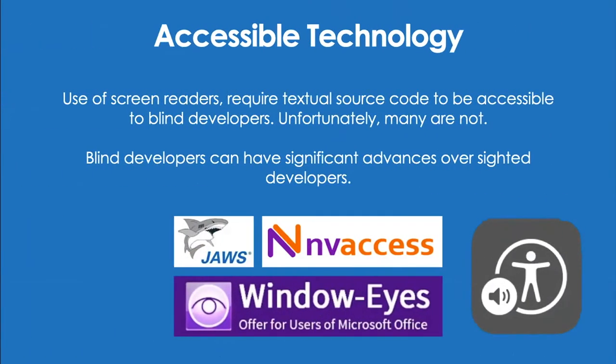Blind people's use of screen readers, which are programs that verbalize text on the screen, suggests that textual source code used to implement most software should be accessible to blind developers. In fact, blind developers' compensatory abilities, such as enhanced serial memory, often give them a significant advantage over sighted developers. They are often some of the most creative and efficient developers in any organization. Unstoppable itself is compatible with JAWS, NVDA, Window-Eyes, and most recently, Apple's VoiceOver technology.